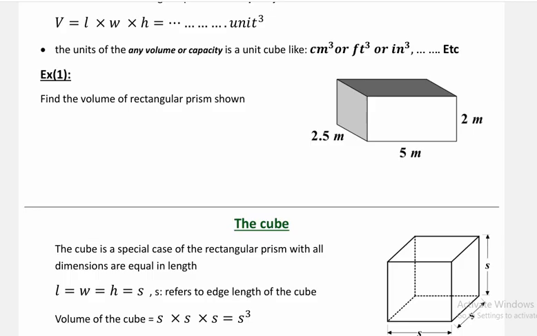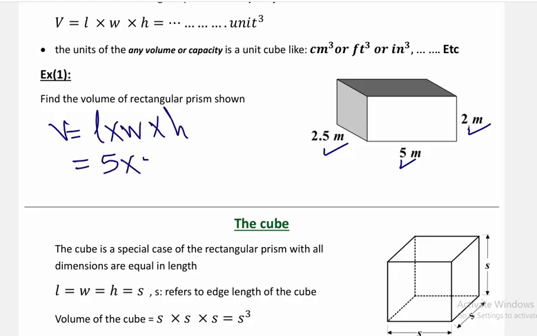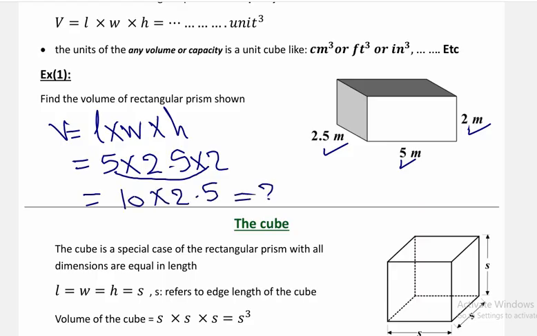Find the volume of the rectangular prism shown. We have length and width and height. The volume will be length times width times height, which is 5 times 2.5 times 2. It's easy to take 5 with 2, which is 10, times 2.5, which is 25 meters cube. Don't forget this. The unit for area is squared. The unit for the volume is cubed. Okay? Take your notes, pause the video, and play again.